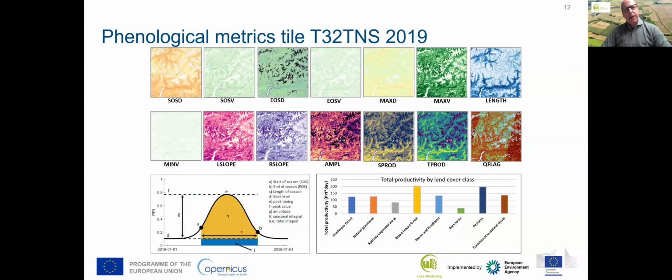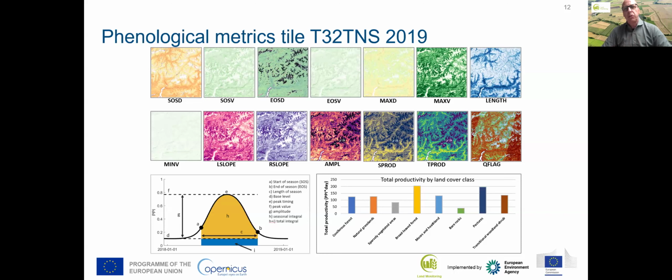These are the different parameters. We talk about 13 different parameters, which are derived for 2 seasons. You see the start of season date, as well as the V for the value. Same for the end of season, the max date and value, and then a couple of derived parameters like the length, the minimum value, which is the base level in the bottom row of the images. You also see the left and the right slope, which provide an indication on how fast the greening up and the foliage stage is going.